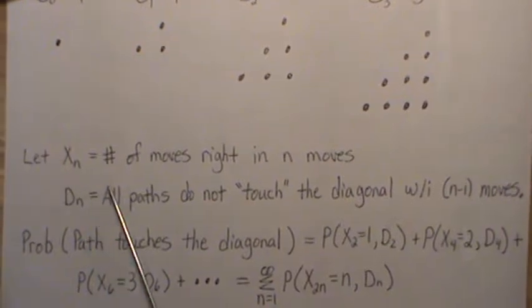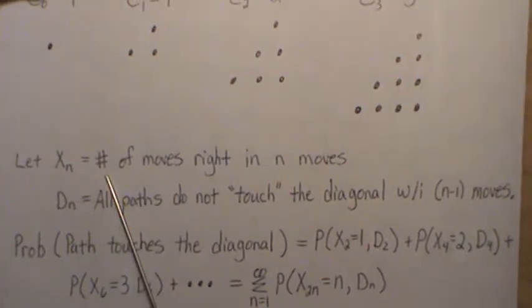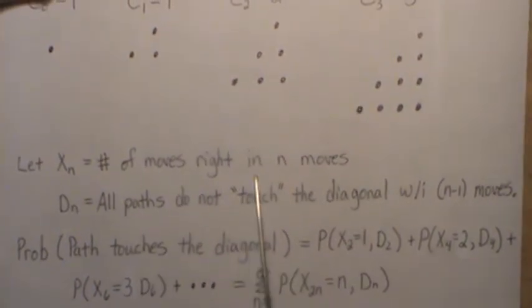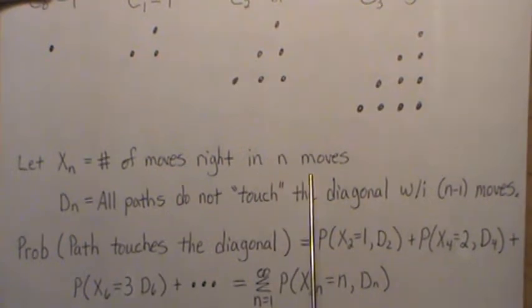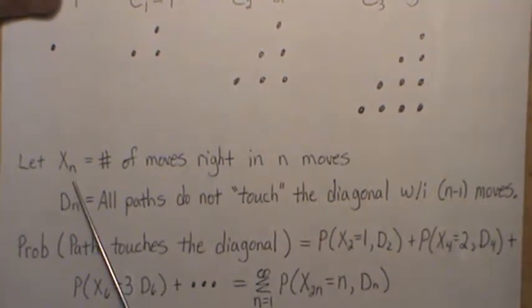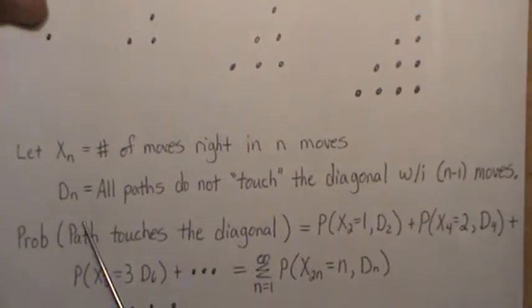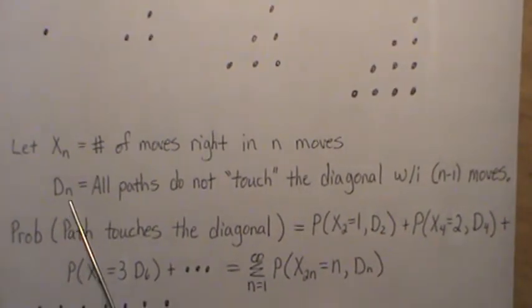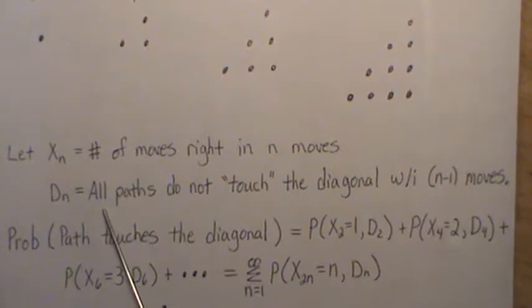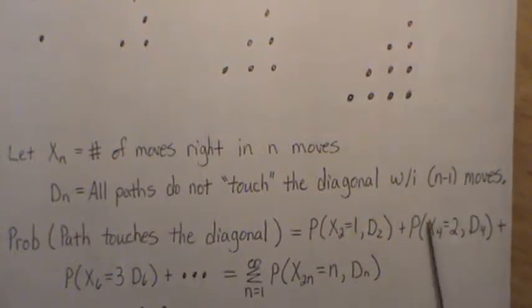So let's let Xn be a random variable, and it represents the number of moves right in n moves. So it can be 0 to n, right? Those are the values it can take on. But we're going to let the variable Dn be the event that all the paths do not touch the diagonal within n minus 1 moves.